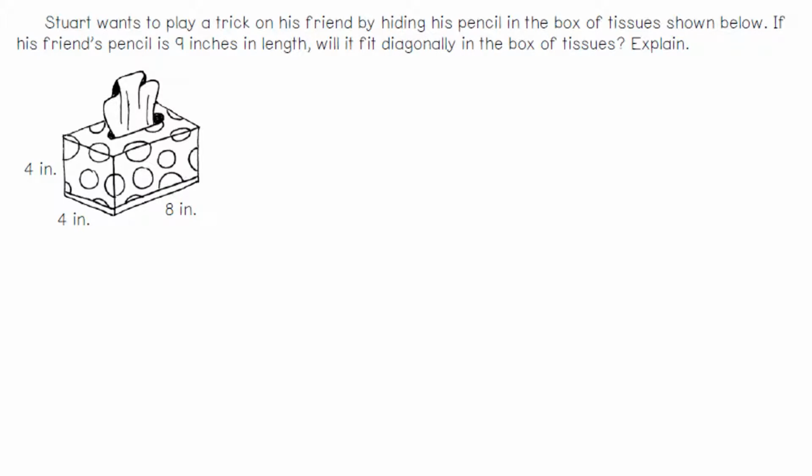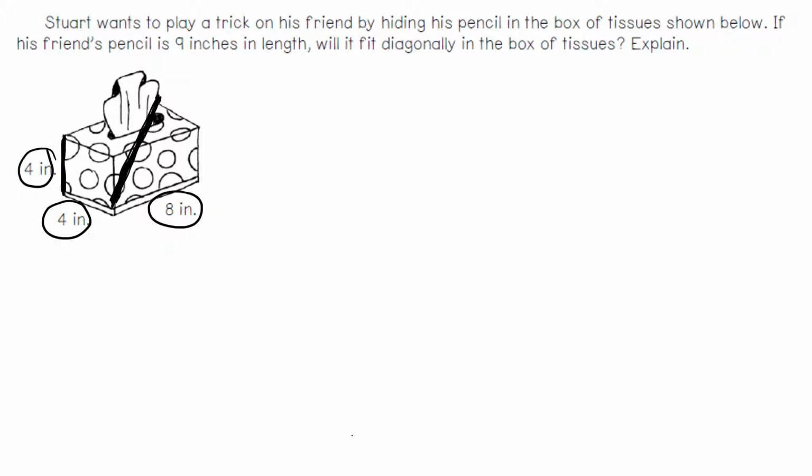Stuart's friend wants to play a trick on his friend by hiding his pencil in the box of tissue shown below. If his friend's pencil is 9 inches in length, will it fit diagonally in the box of tissues? Explain. So because it gives us the word diagonal, we're looking at the diagonal in the box. And so diagonal of a 3D shape is your indicator to use the Pythagorean theorem using all three numbers.